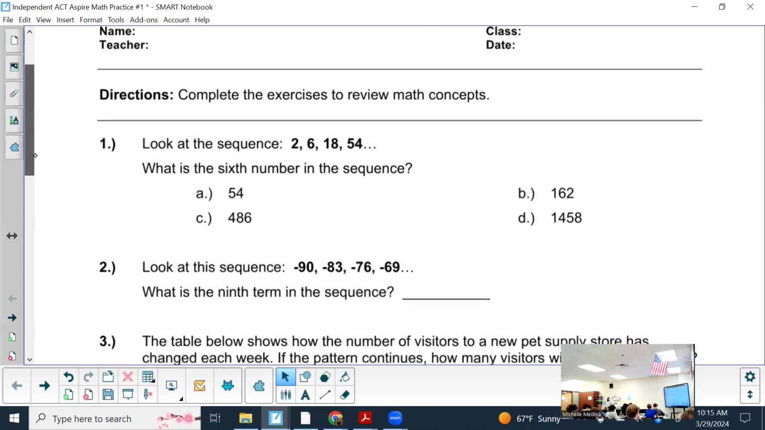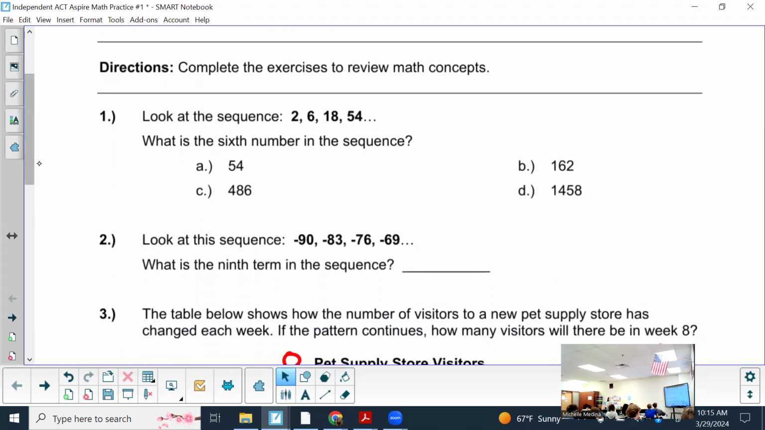Looking at this sequence of numbers, it says what's the 9th term in the sequence? So figure out the pattern. How can I go from -90 to -83? And then again from -83 to -76, what should I do? Add 7, because since these are negative, as it gets closer to 0, the numbers are getting bigger. So each time you're adding 7, and it is consistent throughout.